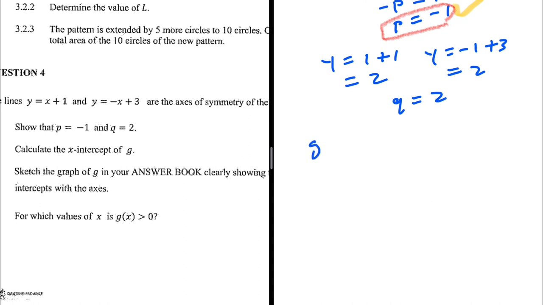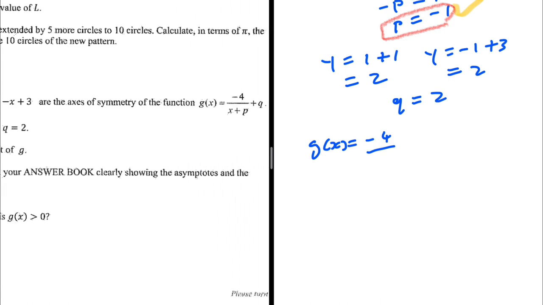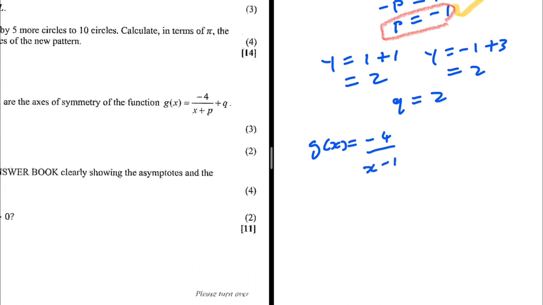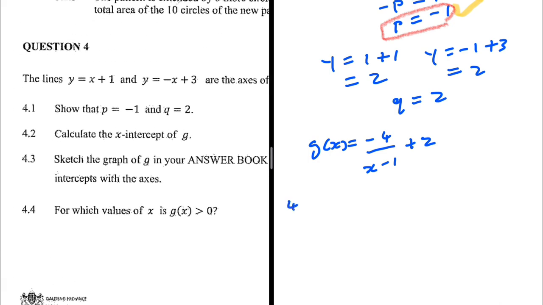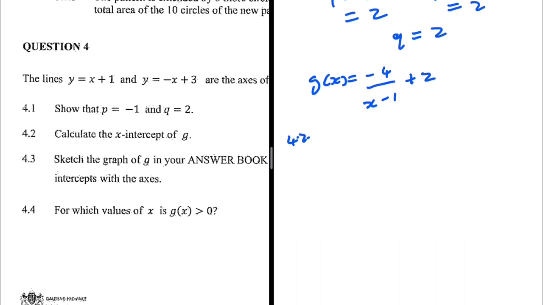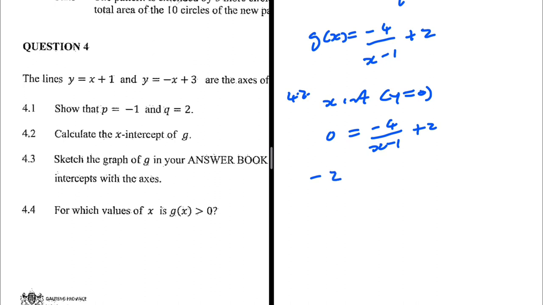So now we know that g of x is equal to minus 4 divided by x minus 1, plus 2. Let's take a look at the equation that follows. 4.2. We're supposed to calculate the x-intercept of g. So for the x-intercept, we let y be equal to 0. We're going to get 0 equal to minus 4 divided by x minus 1, plus 2. If we take 2 to the left hand side, we get minus 2 is equal to minus 4 divided by x minus 1. Let's cross multiply.